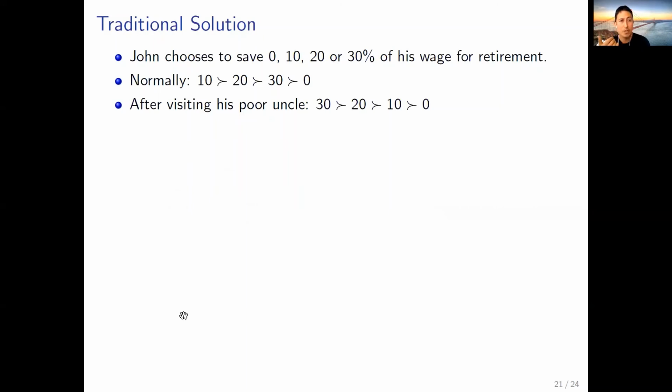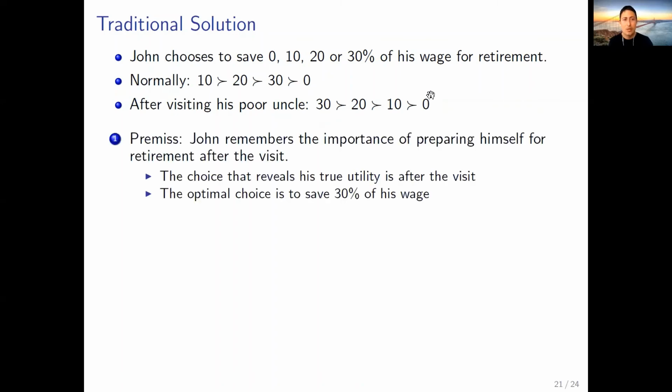So traditionally, what behavioral economists would do is look at the choices of individuals. Let's say there's this guy called John that is choosing how much to save. He's choosing whether he's going to save 0%, 10%, 20%, or 30% of his wage for retirement. And normally he chooses 10% over 20%, 20 over 30, and 30 over 0. But then he goes and visits his poor uncle, and upon realizing the poor situation of his uncle, who is retired and doesn't have a lot of money, he actually prefers to save 30% over 20%, 20% over 10%, and 10% over 0%.